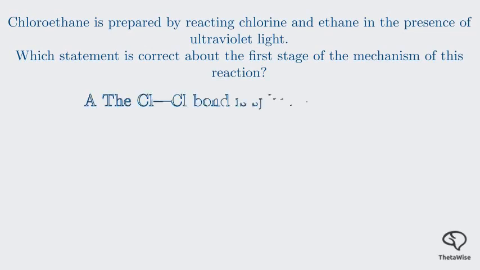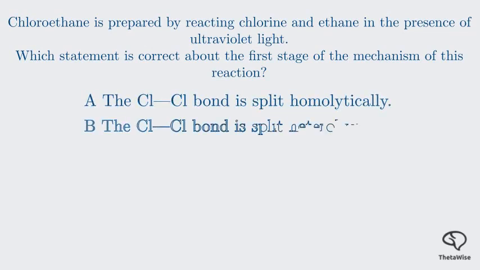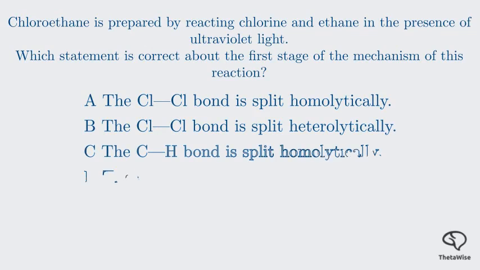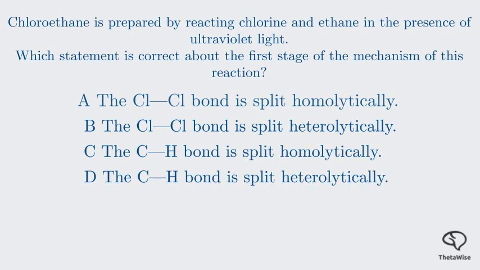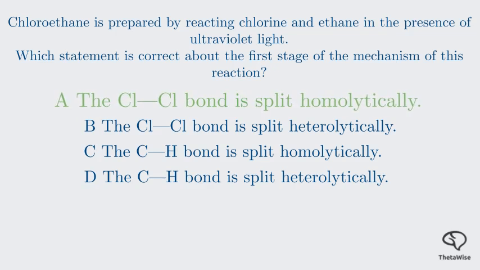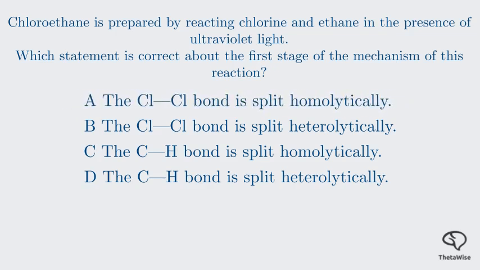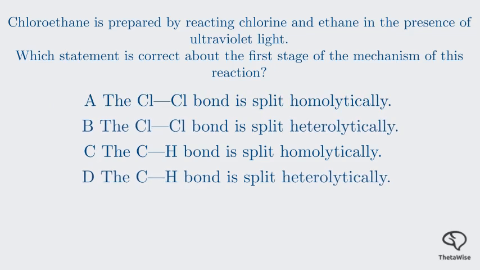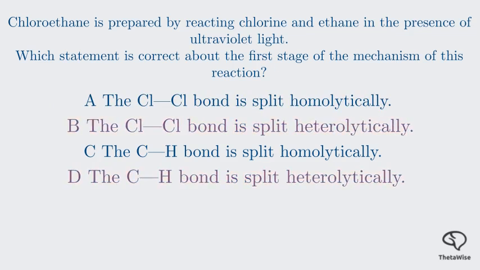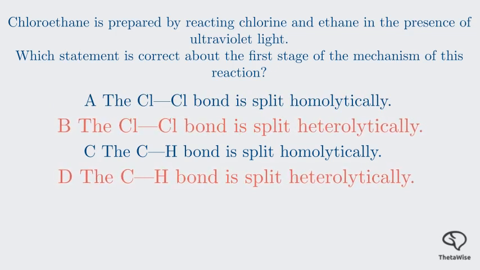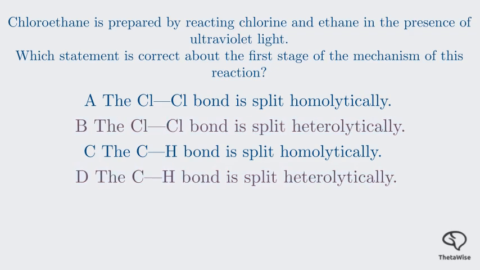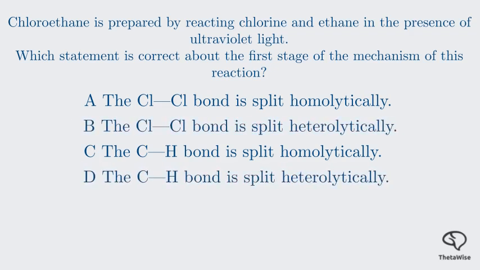The initiation step always involves the homolytic fission of the halogen bond. In this case, it's the Cl-Cl bond. So, option A, which states the Cl-Cl bond is split homolytically, is the correct answer. Remember that homolytic fission is the defining characteristic of free radical initiation. Heterolytic fission, mentioned in B and D, is the breaking of a bond where one atom gets both electrons, which is not what happens in free radical reactions. Option C is incorrect because the C-H bond is involved in propagation, not initiation.